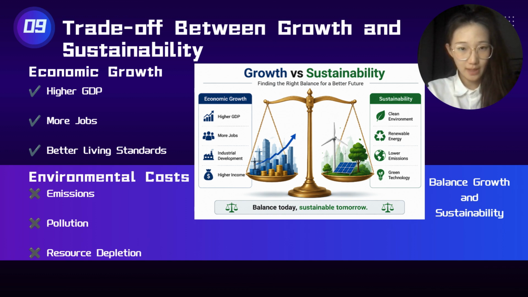Although these policies offer many benefits, there is still an important issue that needs to be considered. This issue is the trade-off between economic growth and sustainability. Economic growth increases GDP, creates jobs, and improves living standards. However, industrial expansion may also increase emissions, pollution, and resource depletion. On the other hand, stricter environmental regulations can reduce environmental damage, but may increase production costs. Therefore, policymakers must find a balance between economic growth and environmental protection. China's green development strategy aims to achieve this balance.